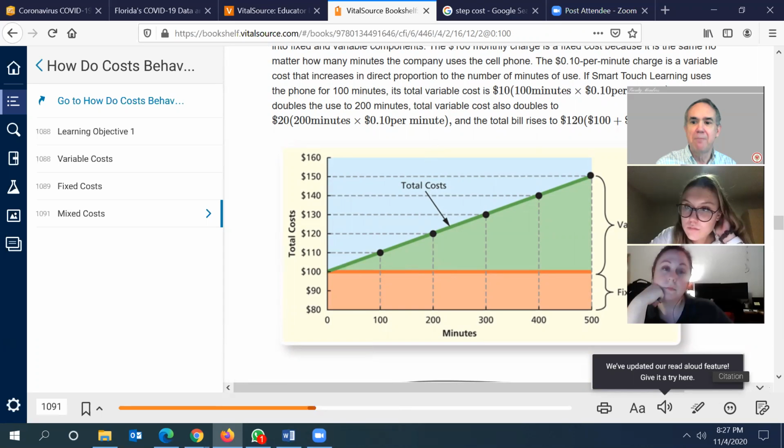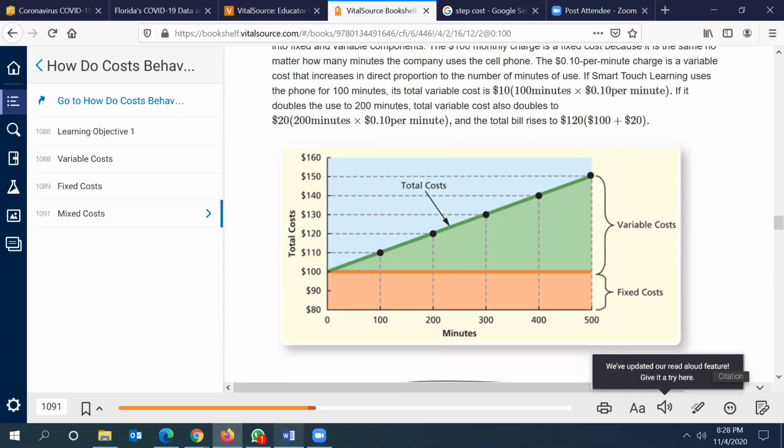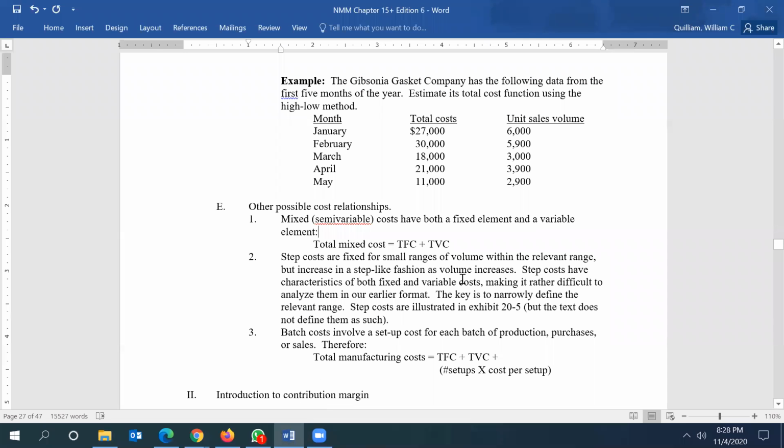And any questions there about mixed costs? All righty. Let me come back here to the outline.